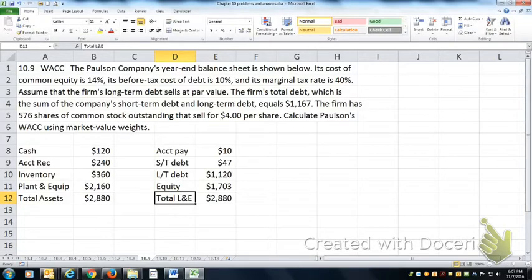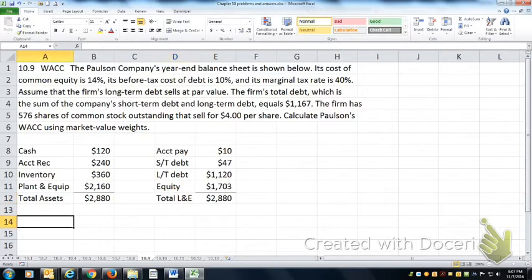This is problem 10.9 from Brigham and Houston, Fundamentals of Financial Management, Concise 9th edition, and this one looks overly complicated. We're given a balance sheet and some costs of capital, and then asked to use the firm's market value weights to come up with the weighted average cost of capital.